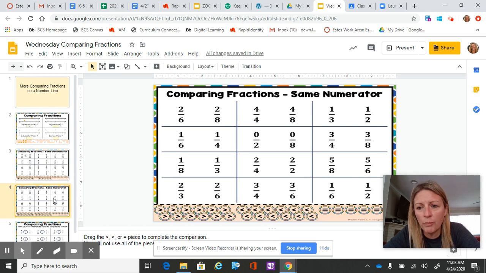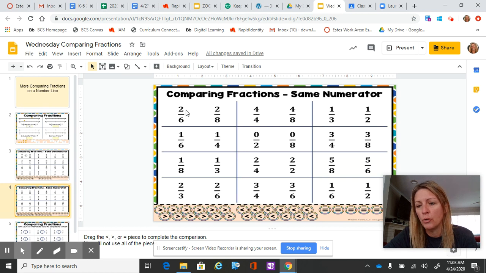This one is really important that you guys look at with me. This is the same numerator. Okay, notice this. 2, 2. 4, 4 in each section, 1, 1. Now, at first you might think, well, gosh, this is kind of confusing because the denominators are all different. So I just want you to think about the size of when we break things into parts. So let's think about this first one.